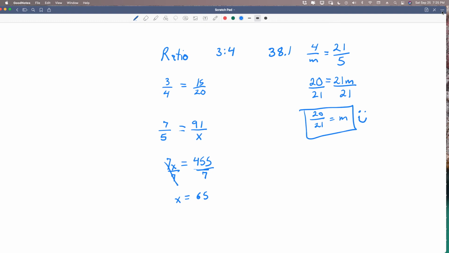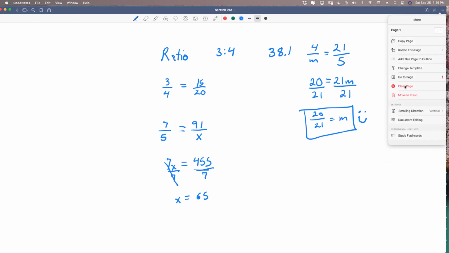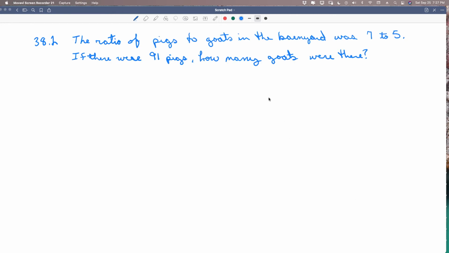Let's try some more. I want to introduce you to the grid method. 38.2. Let me write this out for you. All right, so here's the problem. The ratio of pigs to goats in the barnyard was 7 to 5. If there were 91 pigs, how many goats were there?